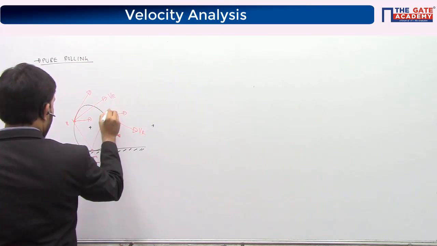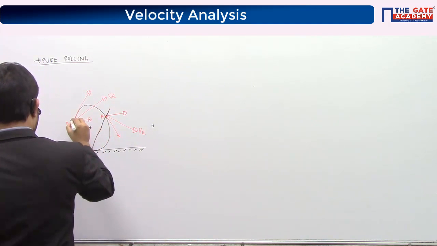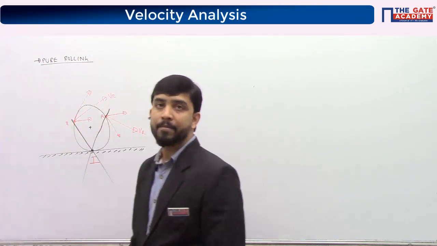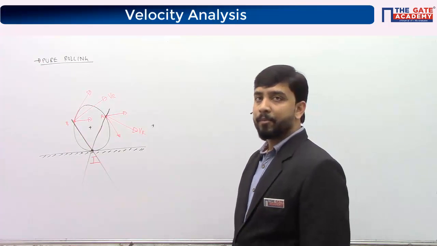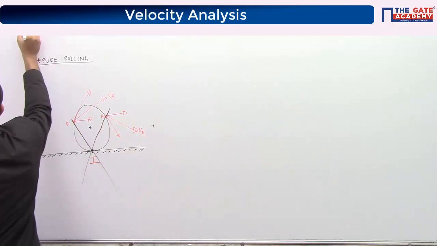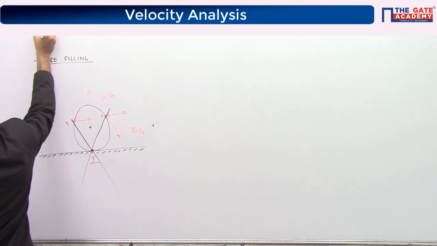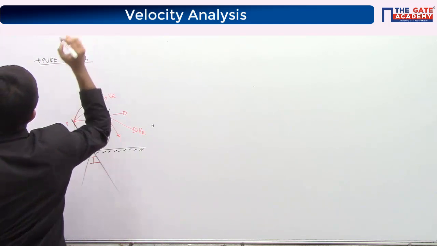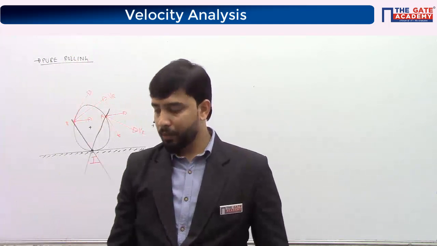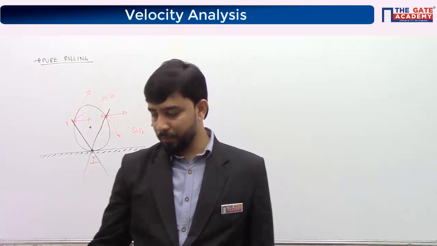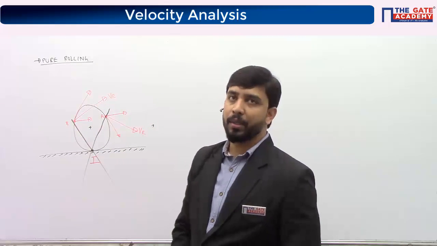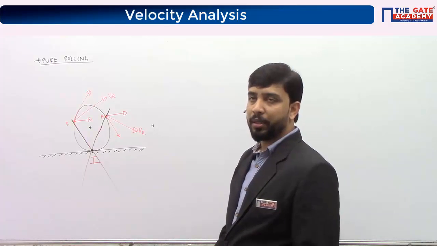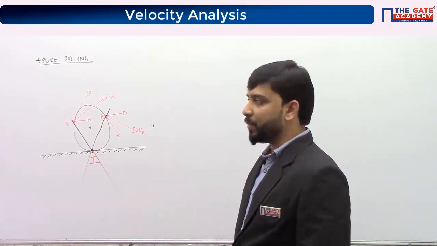You draw perpendiculars to the velocity vectors. So this is how you have to look at the I center, okay? Whenever a disk is undergoing pure rolling motion, the instantaneous center lies at the point of contact, okay? So the disk will be rotating about the point of contact in pure rolling motion.